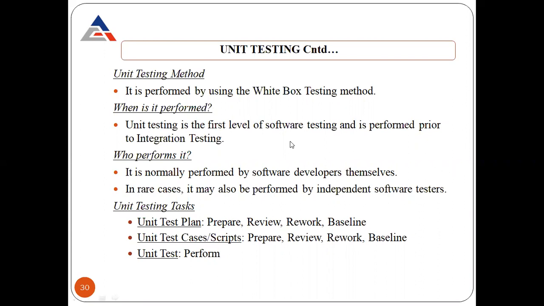Unit testing is the first level of software testing and is performed prior to integration testing. So first of all, we go for unit testing, and if it is successful, then we go for integration testing, because in unit testing we test all the lines of code and all the modules. What tasks do we have to perform? We have to make a plan, design the test cases, then start performing the unit testing.